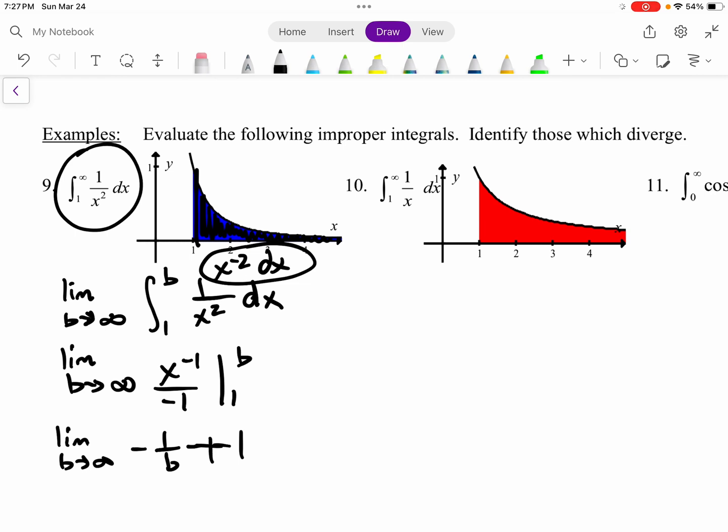Okay, now just evaluate this. What happens as b goes to infinity? Well, this part right here, as b gets bigger and bigger, that part's going to go to 0. So you end up with 0 plus 1, or my answer is just 1.